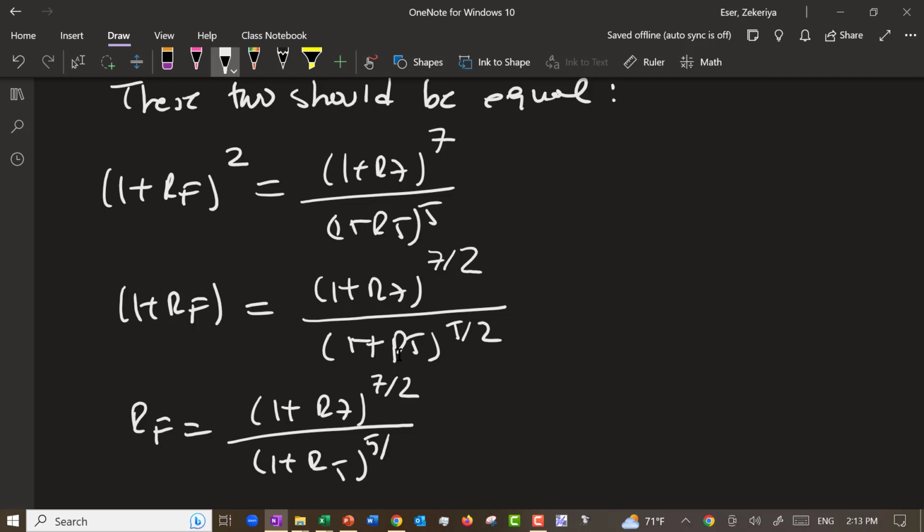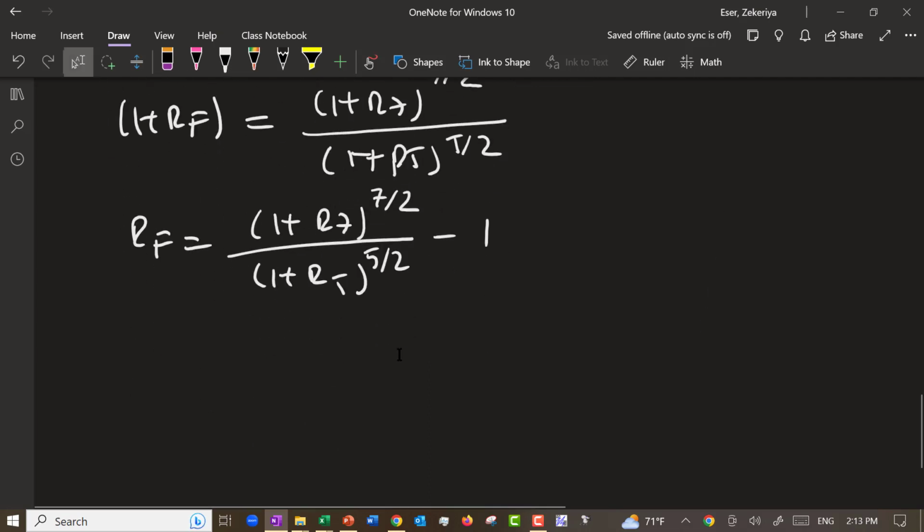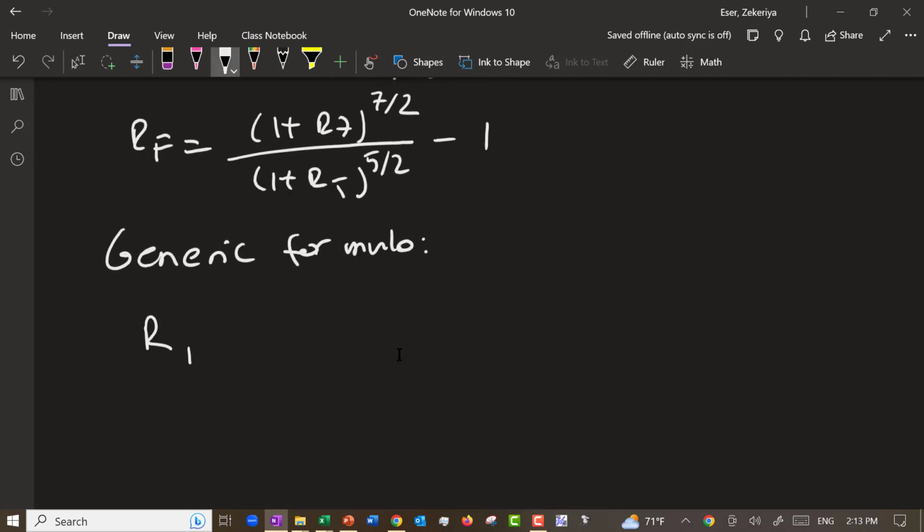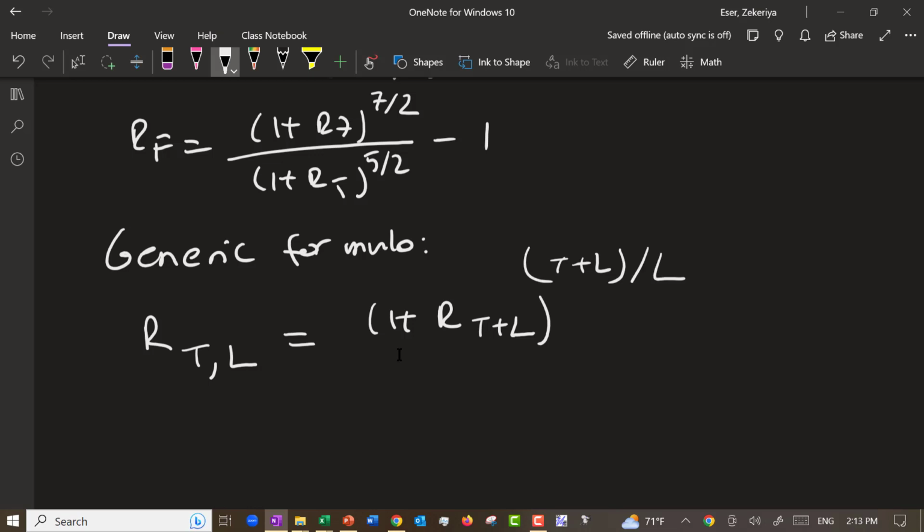This is for that specific example. The generic one, RF, let's call this R T to L. That's essentially the forward rate, is going to be equal to (1 plus R T plus L) raised to the power T plus L, divided by L. That's all.